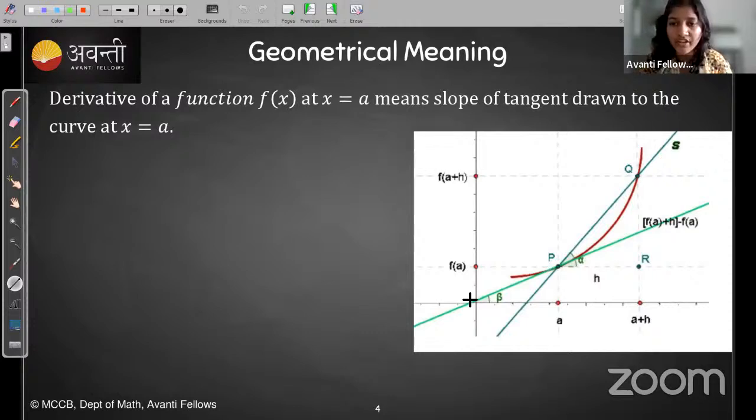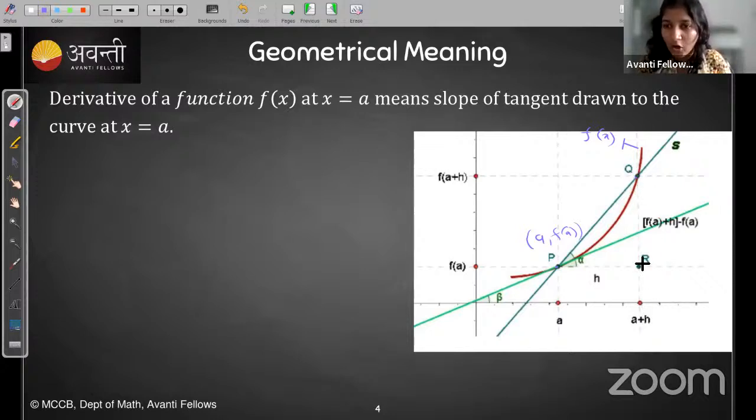So I have considered a function f of x. Let this function, the red curve, be f of x. And we considered 2 points on this curve, that is point P and point Q. Let the coordinate of point P be a comma f of a. Why? Because the x value is a and the y value is f of a.